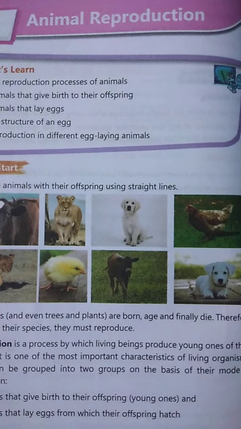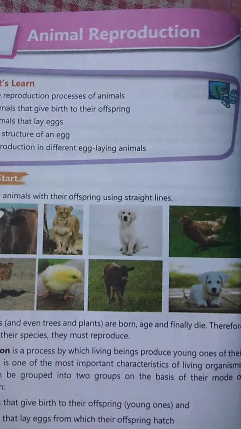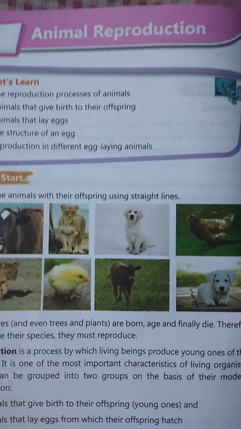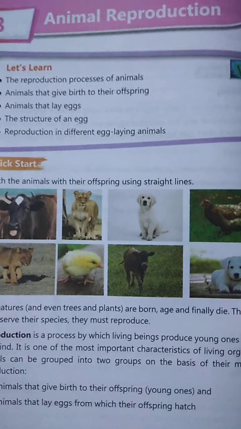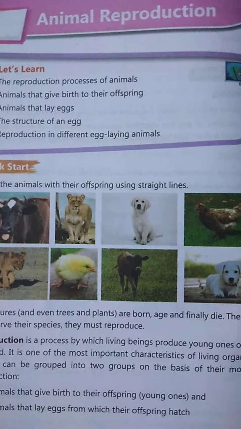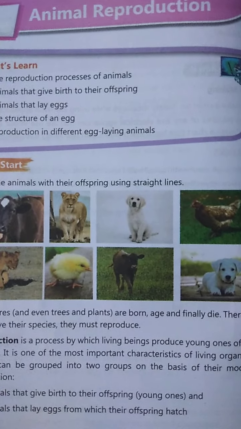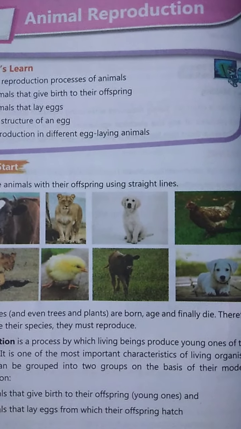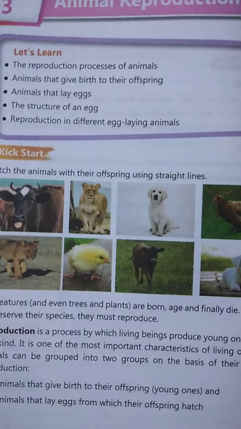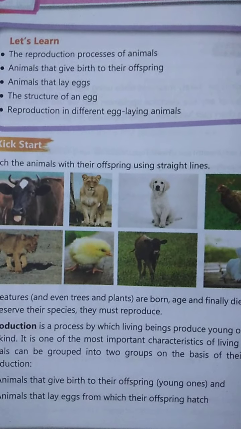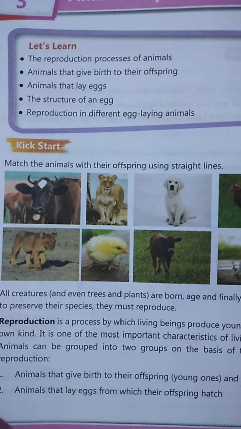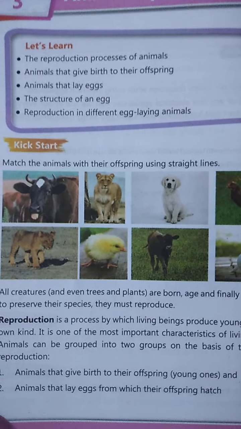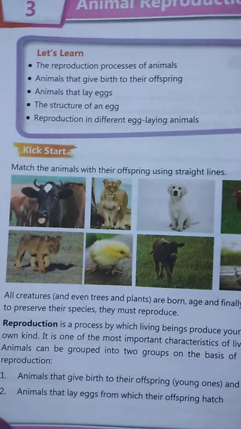It is an important characteristic of living organisms that they can reproduce. Okay, they can give birth to the young ones of their own kind. So that is reproduction. That is the meaning to reproduce. Okay, to produce a living being of its own kind.